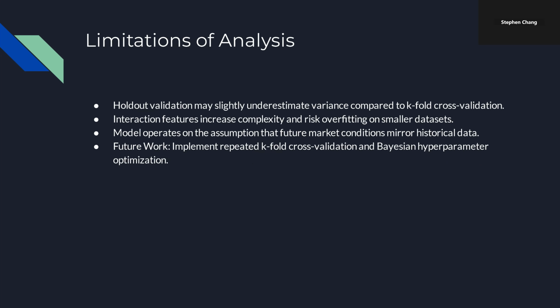Even though we saw strong validation performance, there were still some risks. The holdout validation might underestimate variance compared to k-fold cross-validation. The interaction features increase model complexity and may amplify overfitting if the dataset size were smaller. The model assumed future housing market conditions resemble the historical data, which isn't necessarily true. With additional time, we could implement repeated k-fold validation and Bayesian hyperparameter optimization to further confirm robustness.